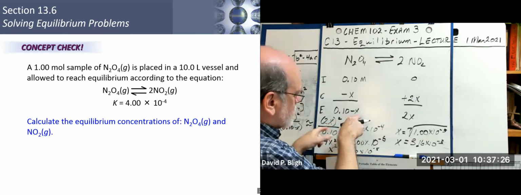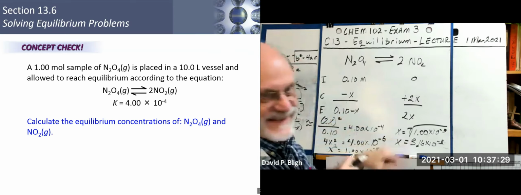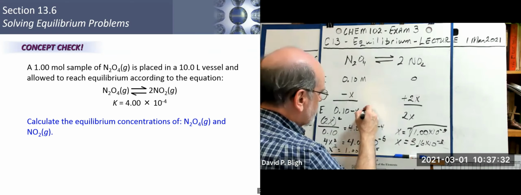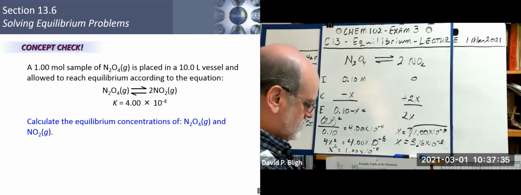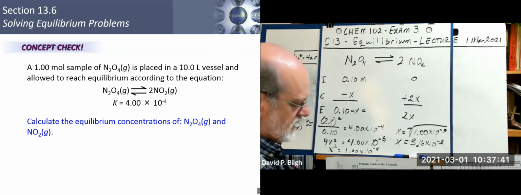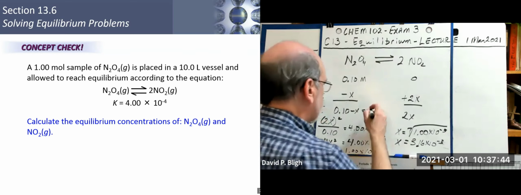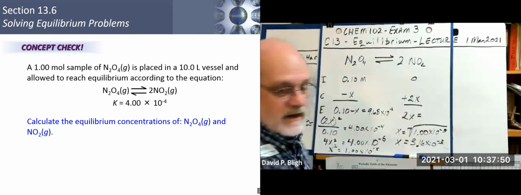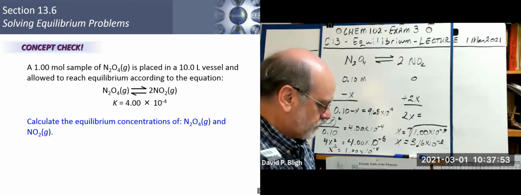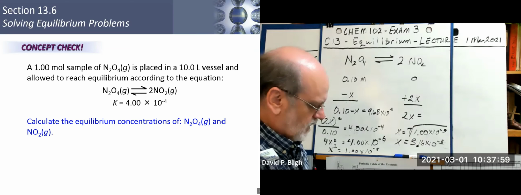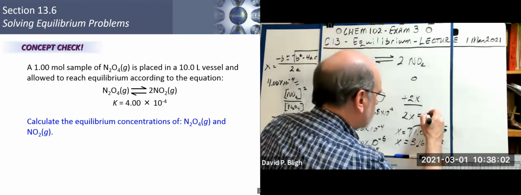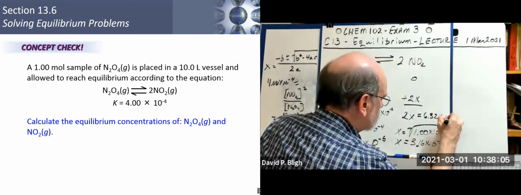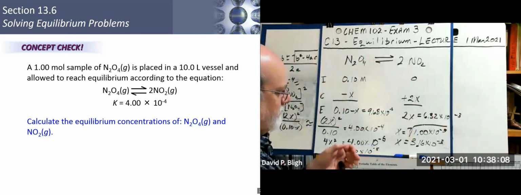So what's the concentration of this one? Well, it's 0.1 minus that value, right? So this one is equal to 9.68 times 10 to the minus 2. And this one is 2 times the X value, 6.32 times 10 to the minus 3. Okay?